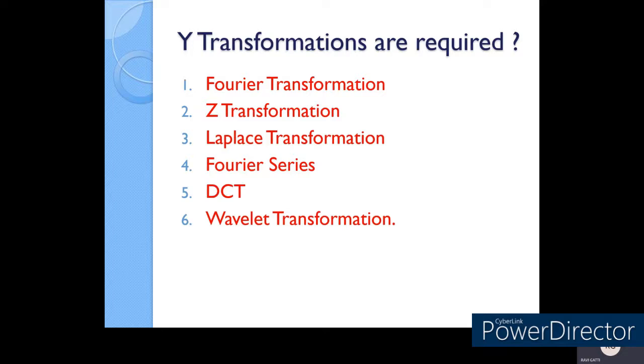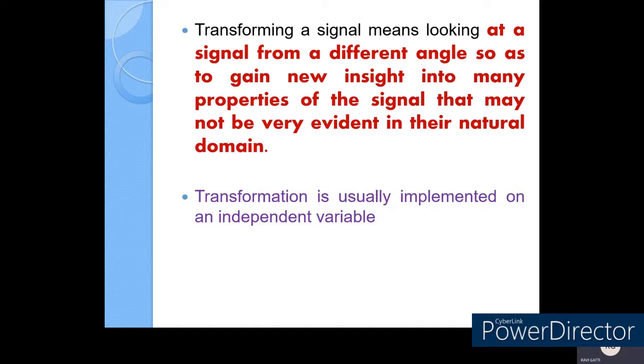If you want to do the segregation of the frequency component values, then we go for the discrete cosine transformation and also the wavelet transformation. The discrete cosine transformation and wavelet transformation play an important role in speech and image processing applications. Now, what do you mean by transformation?